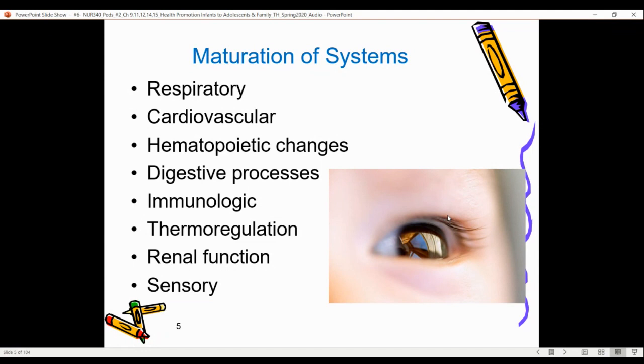Babies in general have a weak immune system. They basically don't have an immune system when they're born. So they have problems fighting off illnesses, and respiratory is one of the big things, like we talked about last week. In our cardiac system, they have circulatory changes, which we'll talk more in depth about when we get into cardiac.